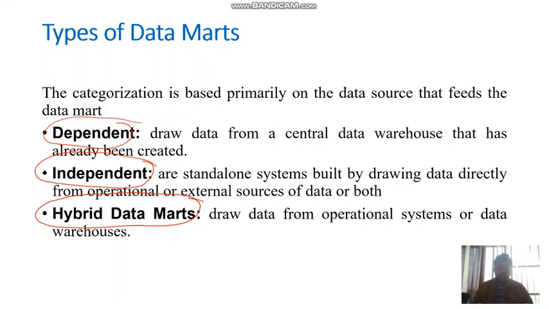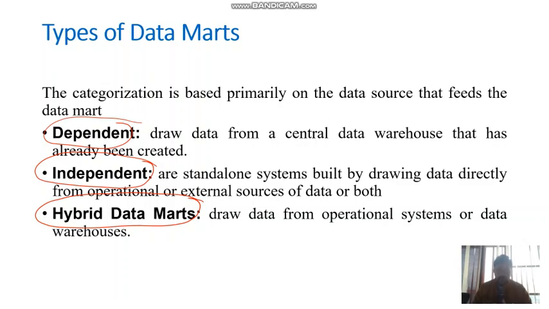Then the next one is independent data mart. These are standalone systems, built from data drawn directly from operational or external sources of data, or you can take both operational and external sources of data. So this is independent data mart.